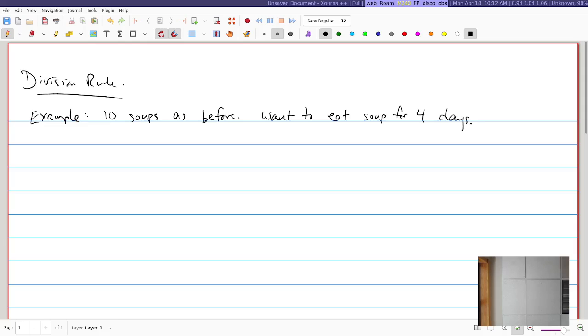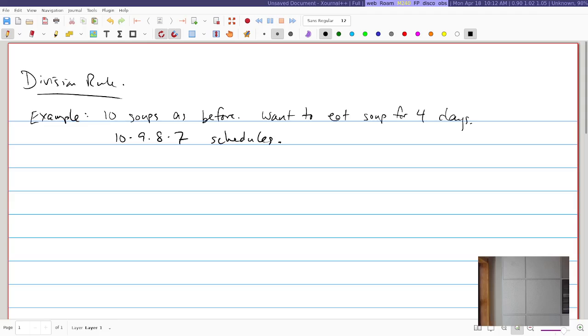Okay, and we saw before, using the product rule, that if we want to know how many different schedules we can make for ourselves, we can say, well, we have 10 choices for the first day, and then after that there'll be 9 choices we have for what to eat on the second day, and so on. So there's 10 times 9 times 8 times 7 schedules.